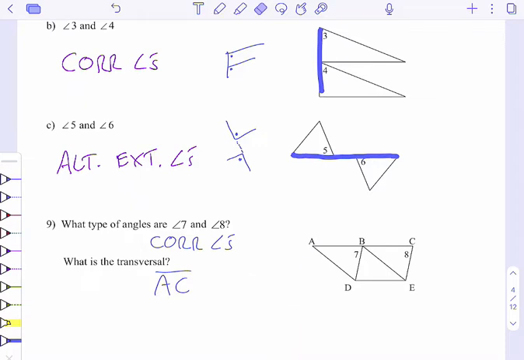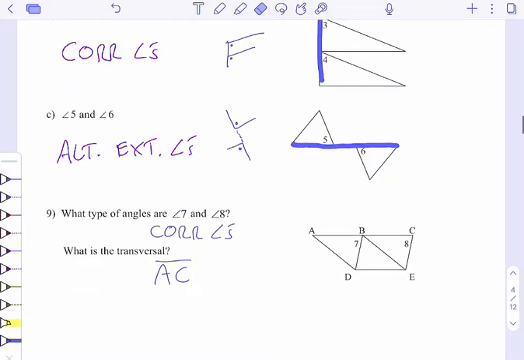Don't write A, B, C. Okay? You don't write every point on the line. There's an infinite number of points on the line. You just write the endpoints for a segment. It goes from A to C. Okay, any questions about that problem? All right, moving on.